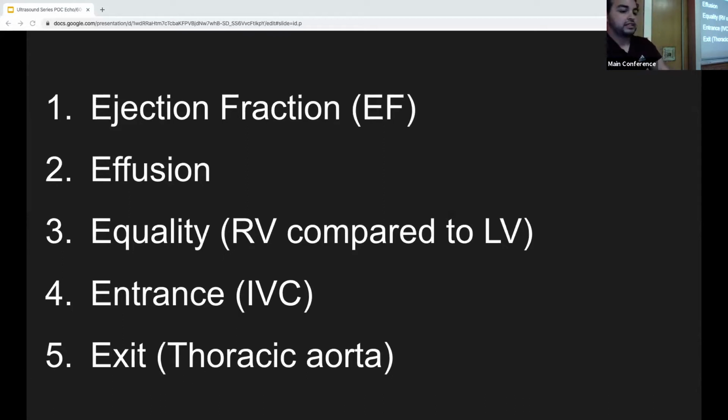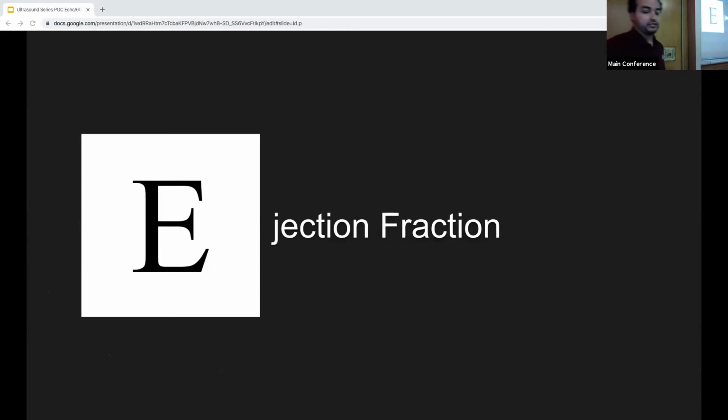You want to assess equality. How does the RV compare to the LV? And then how do both of those also compare to the aortic outflow tract? You want to assess their entrance, meaning their IVC. What does it look like? Is it plethoric? Is it collapsed? Does it look normal? And then you also want to assess their exit of the heart, the thoracic aorta. Is there dissection? Is there an aneurysm? Which we'll go over. So the first one is ejection fraction.